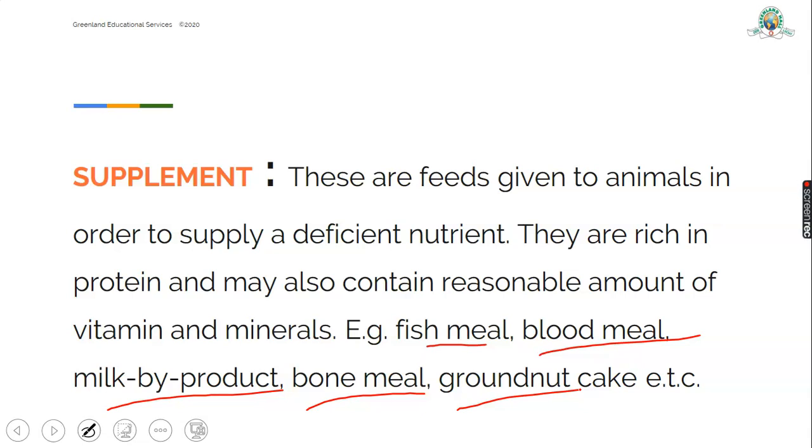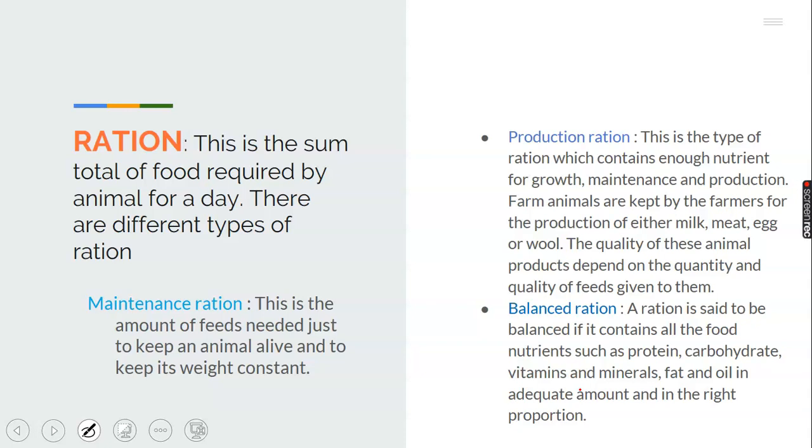I believe we are all following this class. All right, let's look to the last one, ration. Take note of that. Ration refers to the sum total of food required by animals for a day. The sum total of food required by an animal for just one day. All the food required by an animal for a day is what we refer to as ration.